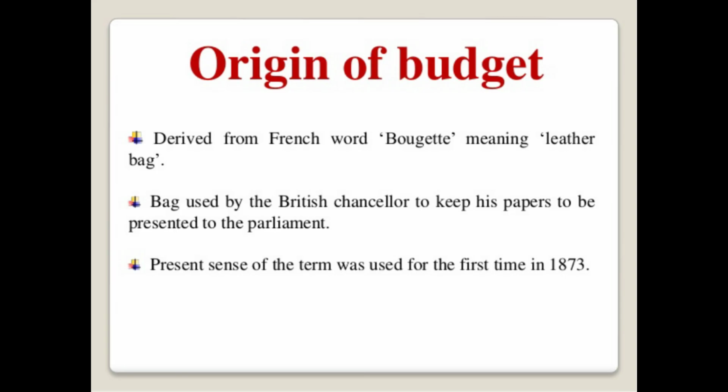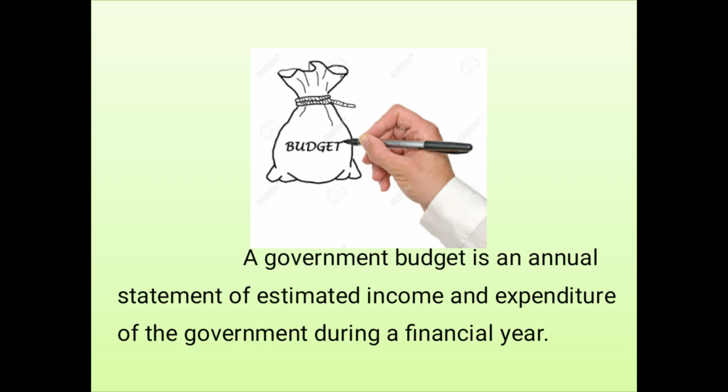Now, origin of the budget. As we all know, the French word bougette means the leather bag, and that is used instead of budget. The bag was used by the British Chancellor to keep his papers to be presented to the Parliament. The present sense of the term was used for the first time in 1853. Now, a government budget is an annual statement of estimated income and expenditure of the government during a fiscal year.